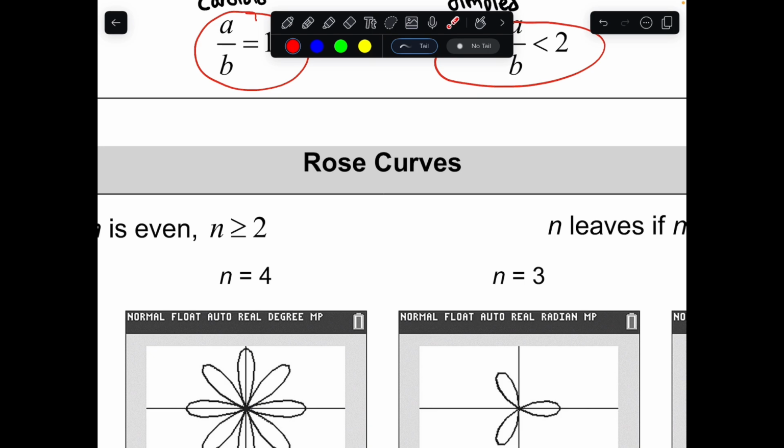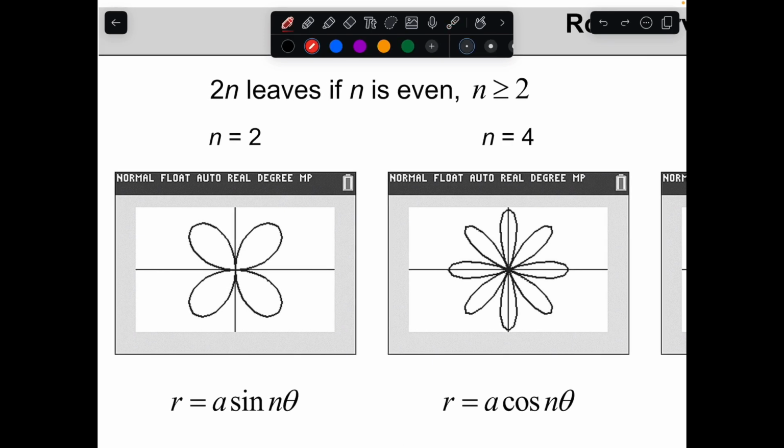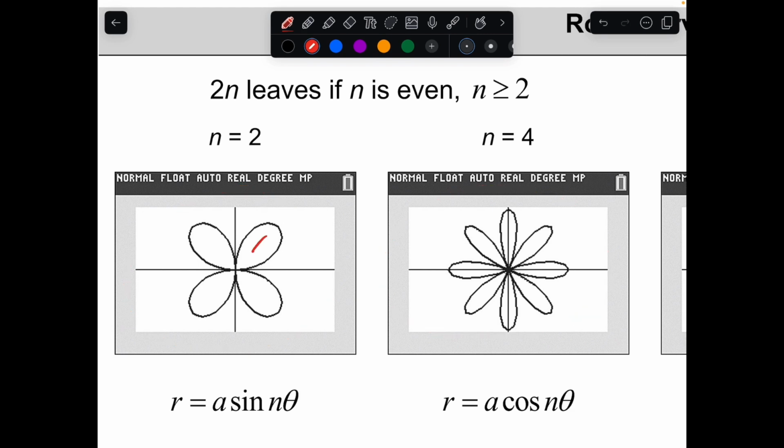The next set of graphs that we're going to look at are called rose curves. Now, rose curves typically look like flowers, or they might even look like four-leaf clovers, and some people refer to them as such, but in general, we refer to them as rose curves. Now, each of these is going to be called a petal. And so we would say that this one on the left has 4 petals, and this one on the right has 8 petals.